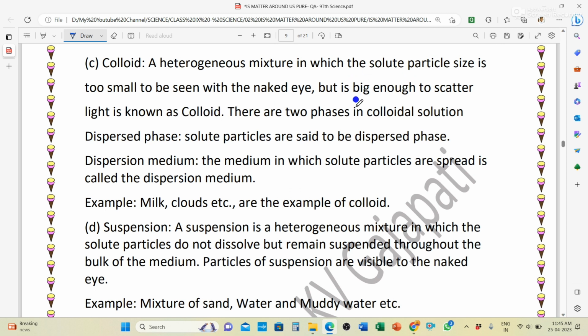Then colloid: a heterogeneous mixture in which the solute particle size is too small to be seen with the naked eye but big enough to scatter light is known as a colloid. There are two phases in a colloidal solution. Dispersed phase: solute particles are said to be the dispersed phase, and dispersion medium: the medium in which solute particles are spread is called the dispersion medium. For example, milk and clouds are examples of colloids. Milk is the best example.